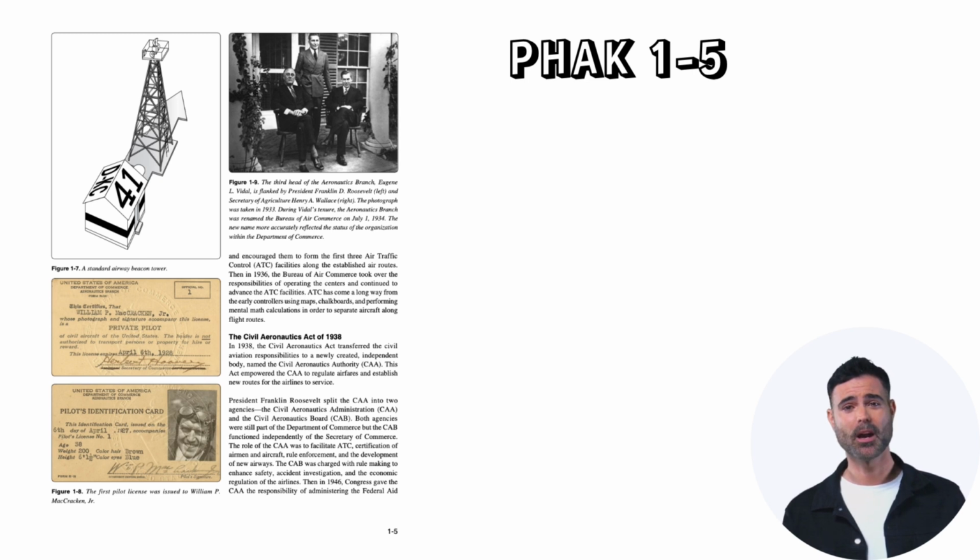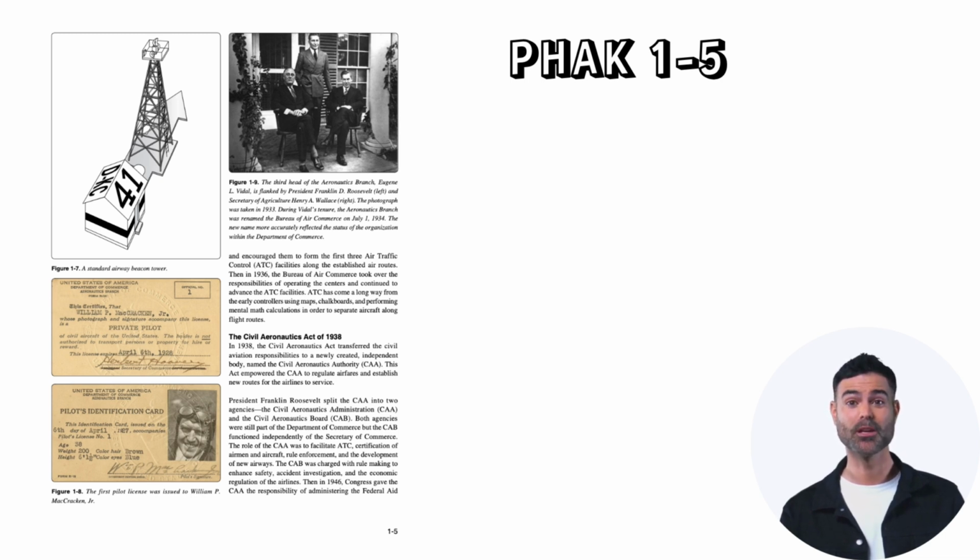The Civil Aeronautics Act of 1938. In 1938, the Civil Aeronautics Act transferred the civil aviation responsibilities to a newly created independent body named the Civil Aeronautics Authority, CAA. This act empowered the CAA to regulate airfares and establish new routes for the airlines to service.